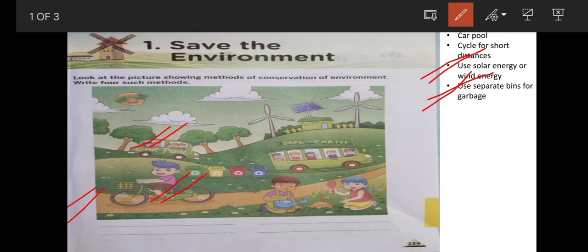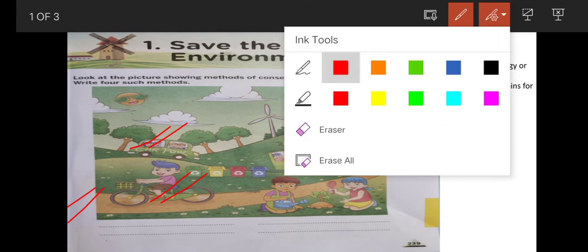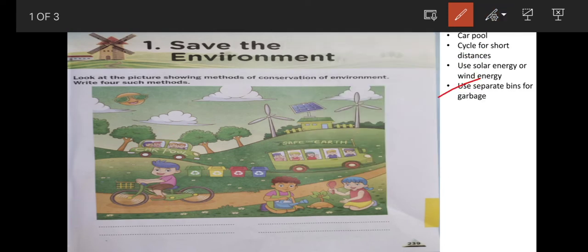all the non-renewable resources. And we should use separate bins for garbage. We should dispose all the different types of waste in different bins. So write all these 4 points in the given blanks.